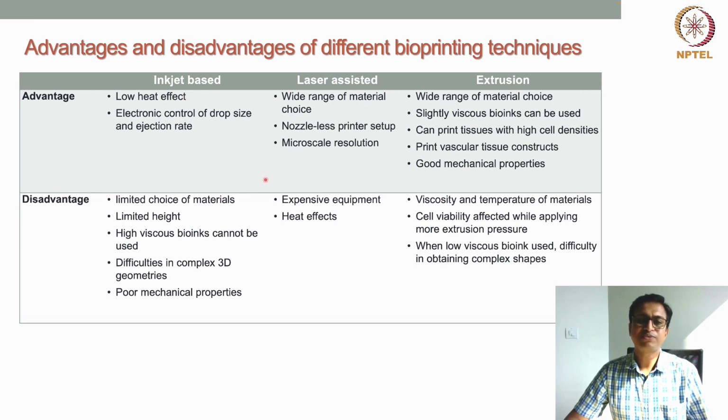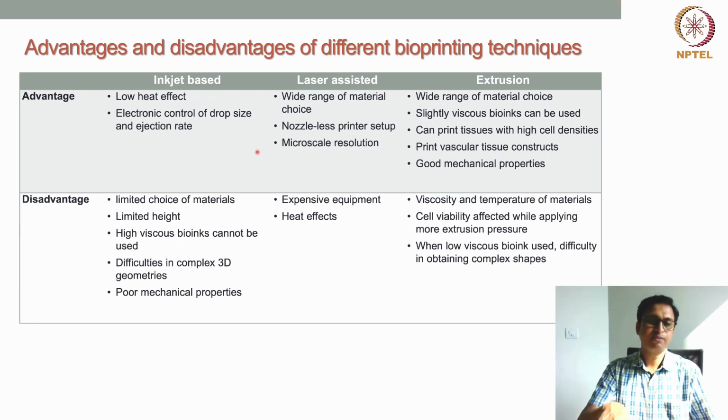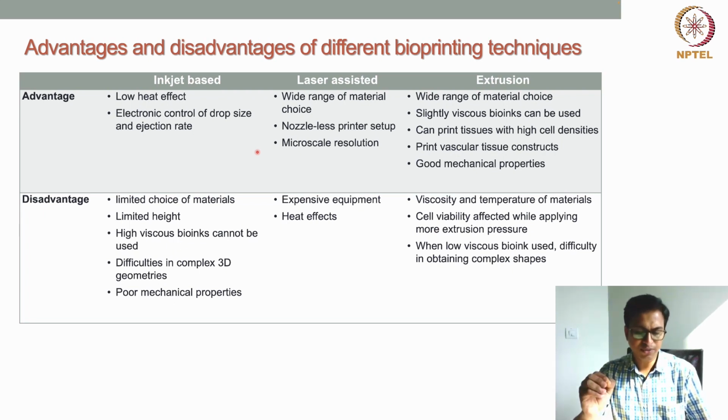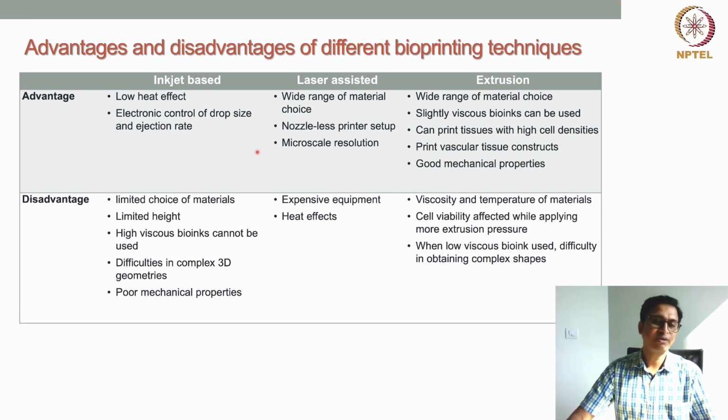Electronic control of drop size and ejection rate, that is very important. We can control the size of the droplets in case of inkjet printing and their ejection rate, so those things are very much controlled. So that's why it's an advantage. We have control over how fine the droplets can be and at what rate we can reproduce them, so that we can create a pattern of particular drop size and particular ejection rate. So this is the advantage of inkjet printing.